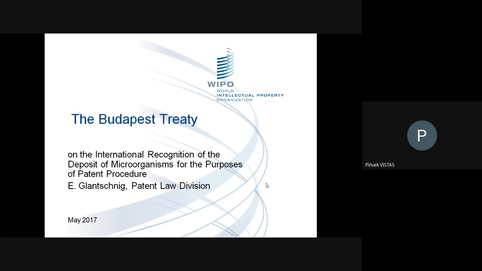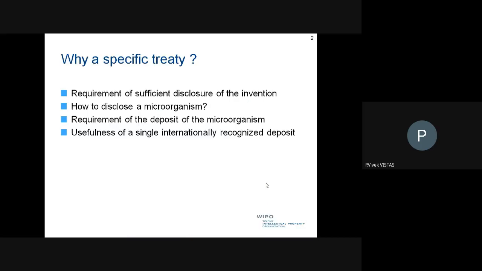Deposits under this treaty are effective evidence of viability and do not require any separate viability statement. Overall, it is an internationally recognized deposit. So why do we need a specific treaty? Because of the requirement of sufficient disclosure of the invention. Many people will find new inventions, but they must all be handled in a separate organization. For that, this Budapest Treaty has been framed.